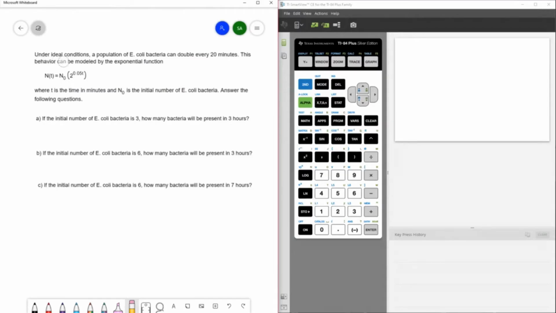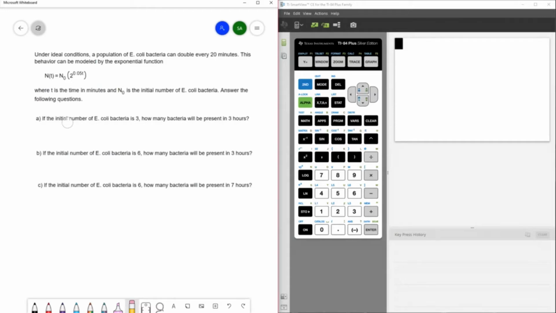Under ideal conditions, a population of E. coli bacteria can double every 20 minutes. This behavior can be modeled by the exponential function N of t equals N naught times 2 to the 0.05 t, where t is the time in minutes and N naught is the initial number of E. coli bacteria, and answer the following questions.